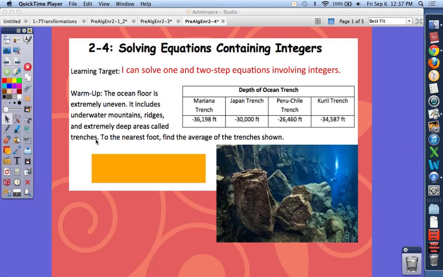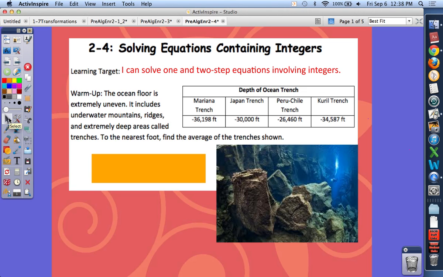And two-step equations involving integers. Pause the video, take a minute to copy down your target and work on your warm-up. And once you have completed your warm-up, I'll put up the answer and we're ready to begin. Pause the video now.